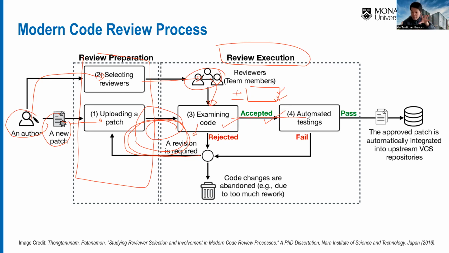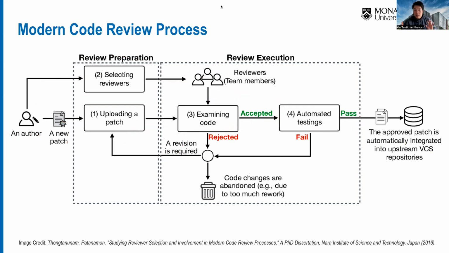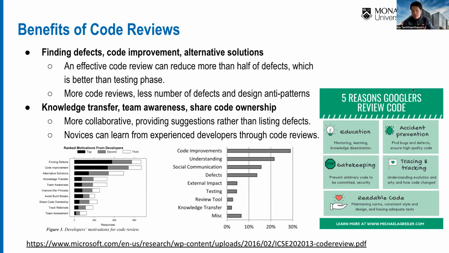And then there will be an automated testing phase, let's say CI/CD. And if it passes, then the code will be merged into the upstream version control system, the main repositories. Otherwise, if the code change is too much, then the authors have to break it down, improve it, reject, and submit a new one, that kind of thing. So there are lots of processes and details behind the code review, okay? While it looks like an intensive process, it still has lots of benefits, as I show here as well.